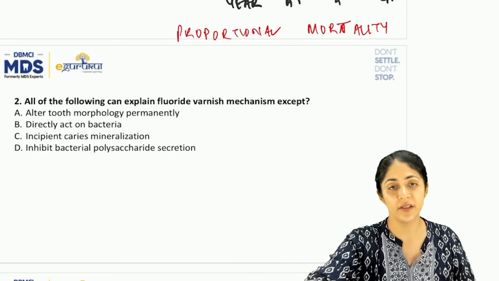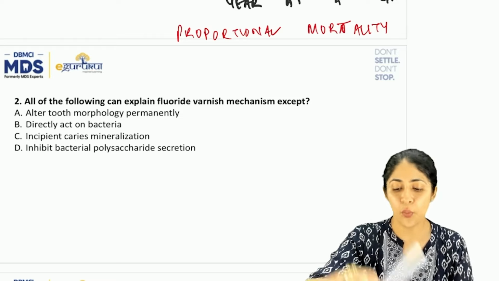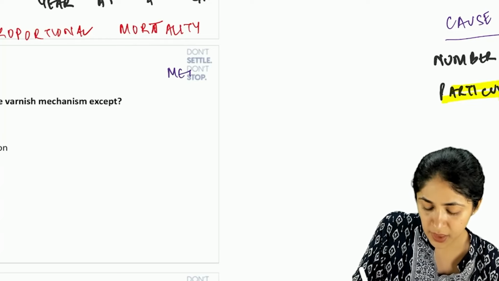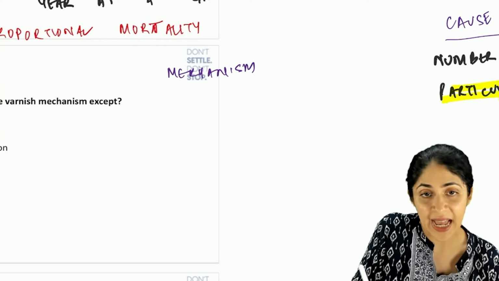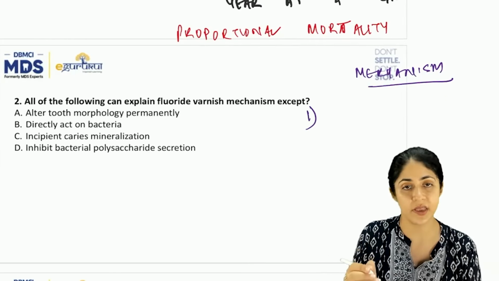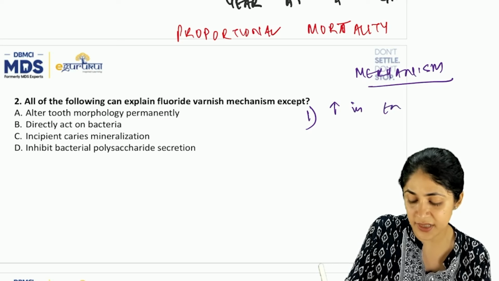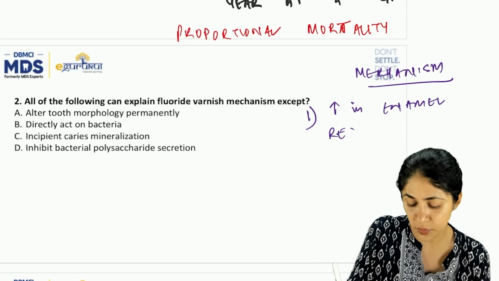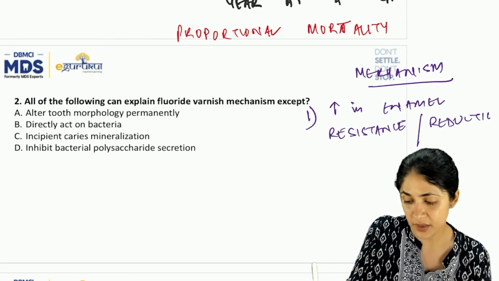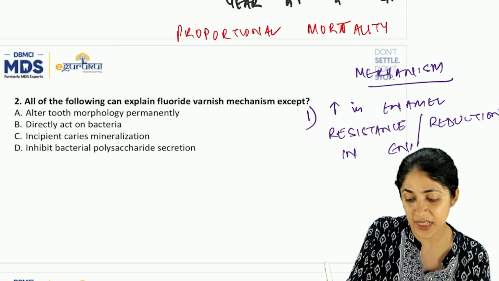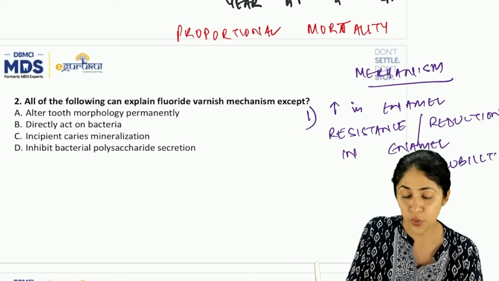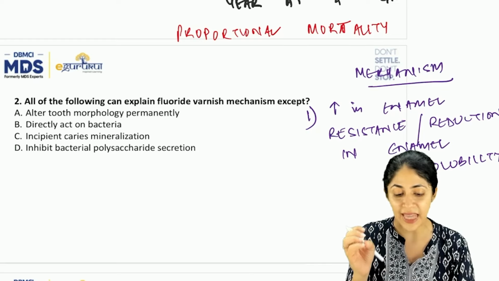So here what will be the answer? Now what is the mechanism of fluoride? Let's go to the mechanism. The mechanism by which fluoride acts, one is that it increases the enamel resistance, or it reduces the enamel solubility. So basically enamel becomes resistant to the acid attack, to the bacterial attack. So this is one of the mechanisms of fluoride.